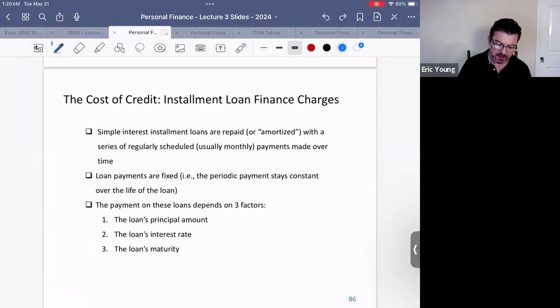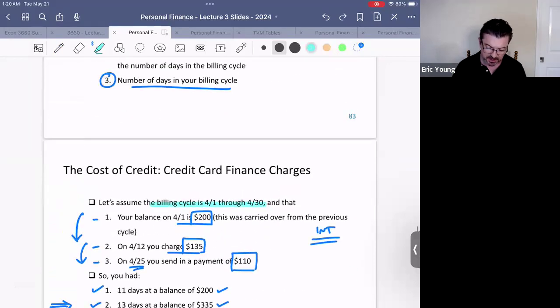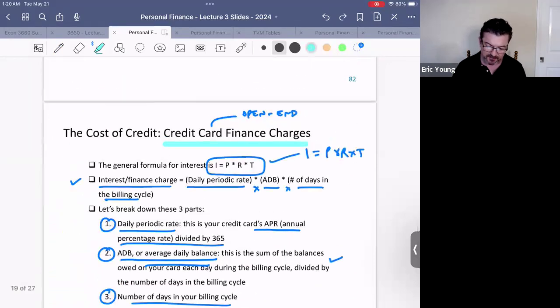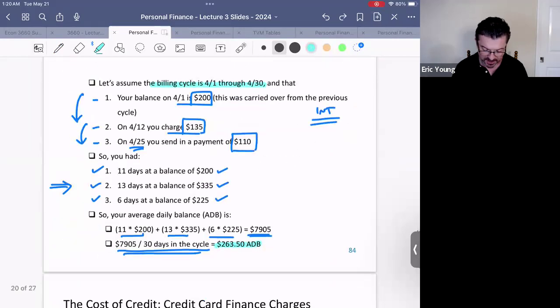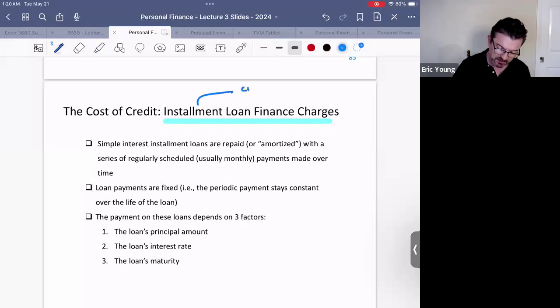And finally, we'll talk now about the cost of credit. So up here, we talked about credit card finance charges for open-end credit. Now let's talk about installment loan finance charges for closed-end credit.